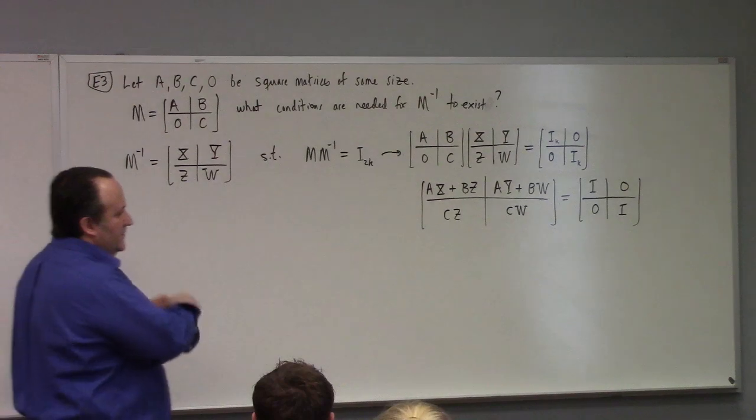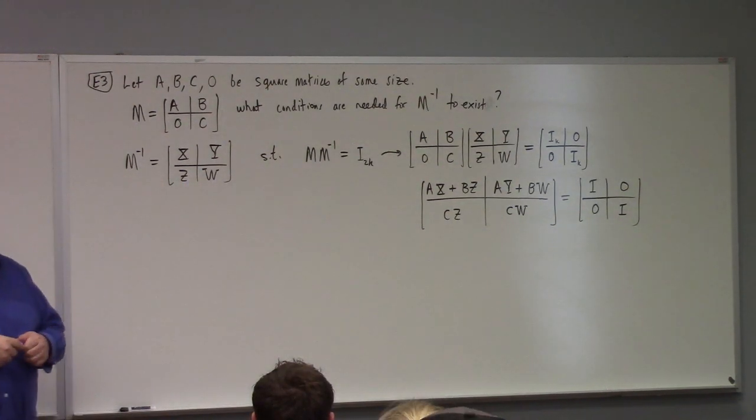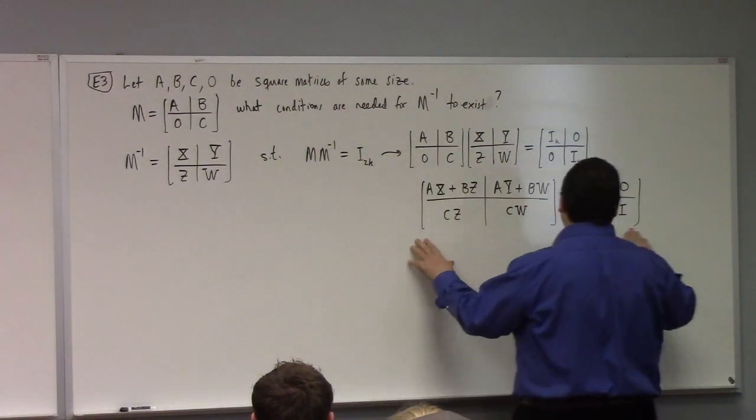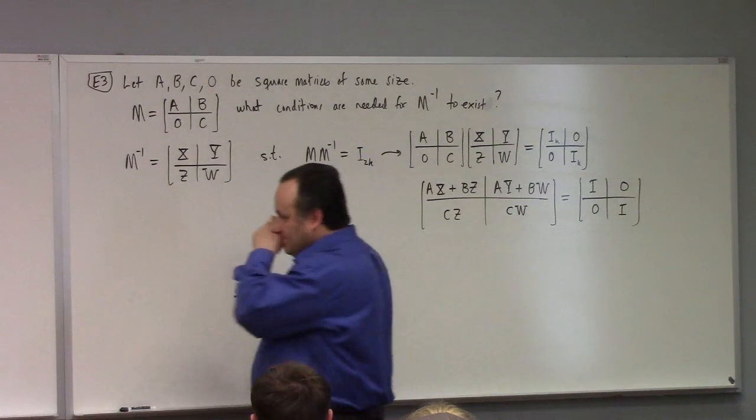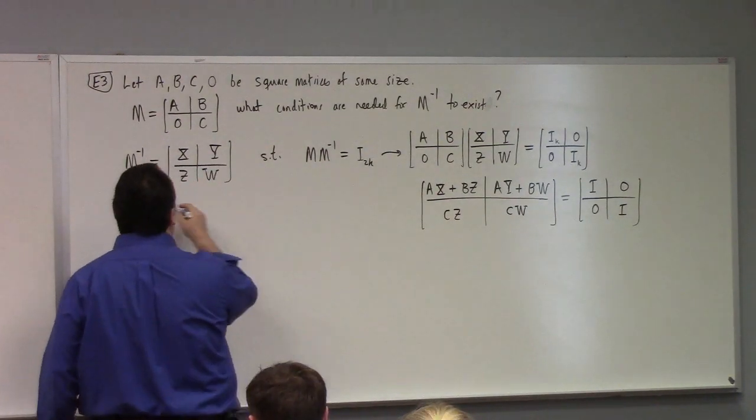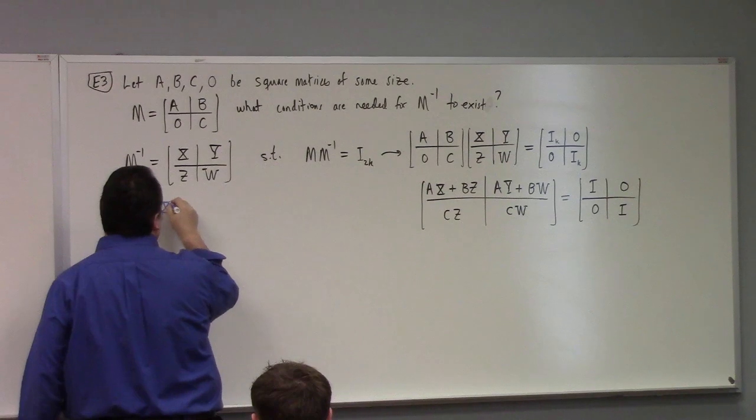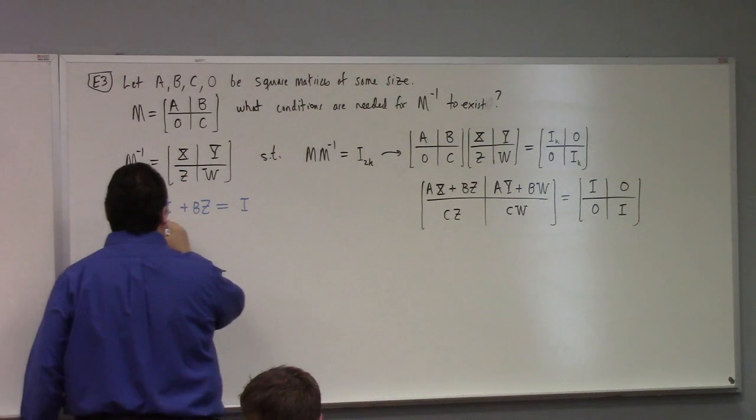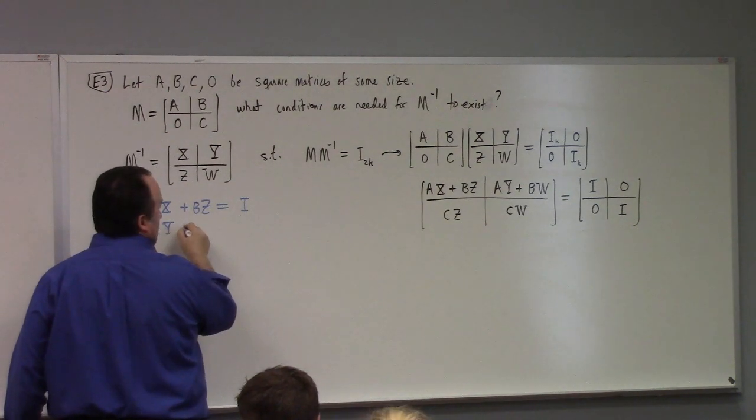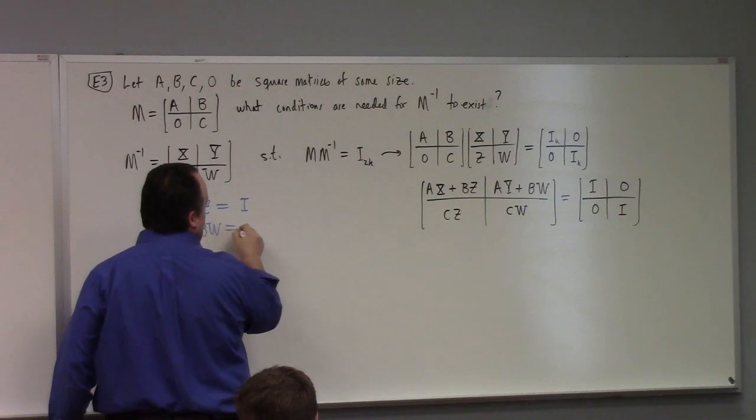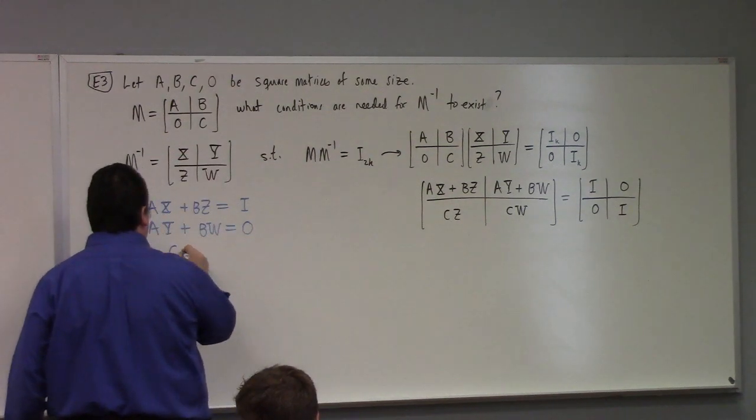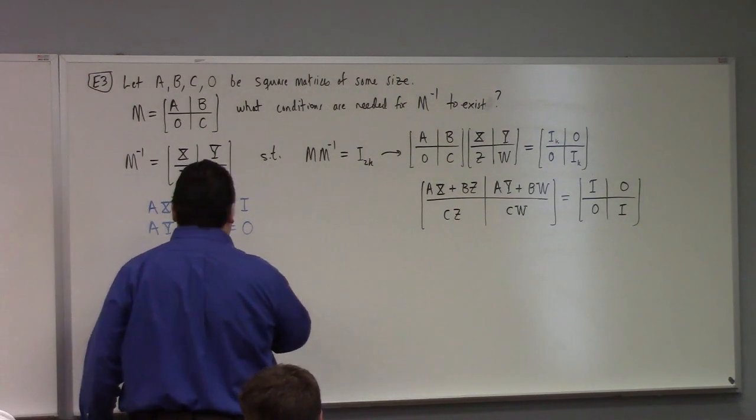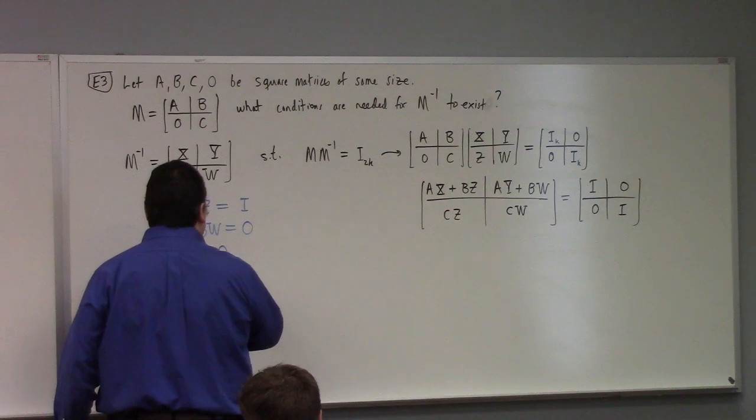So this is actually 4 matrix equations, right? In order for these two matrices to be equal, I need what to go on here? I need AX plus BZ equal to the identity. I need AY plus BW equal to 0. I need CZ to be equal to 0. And I need CW to be equal to I.